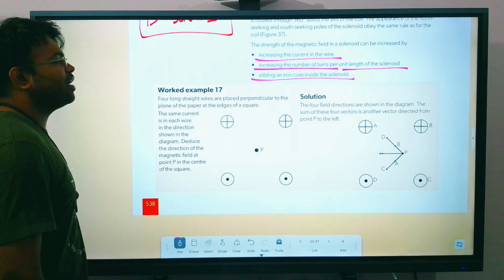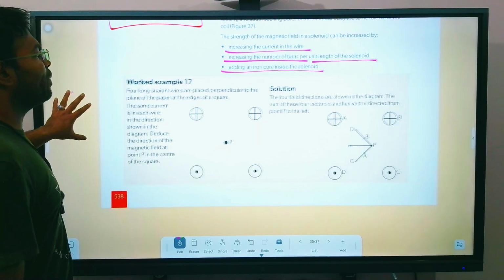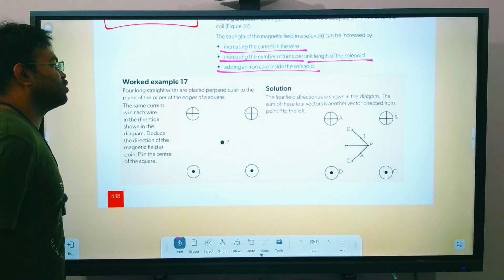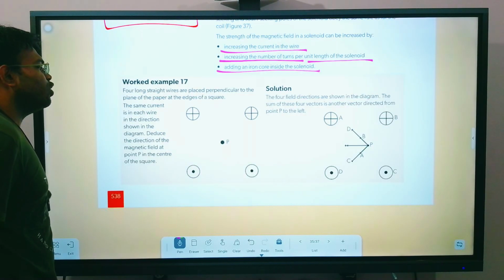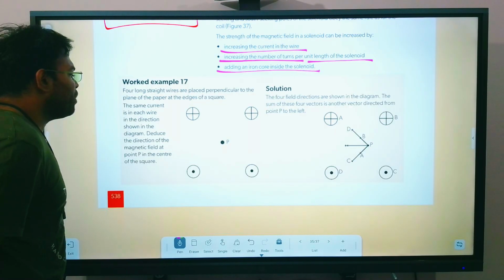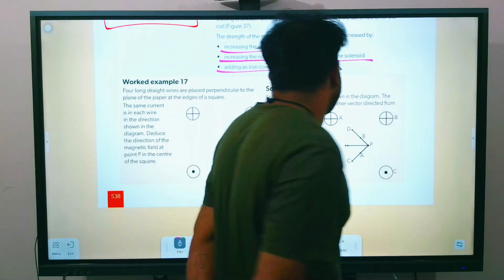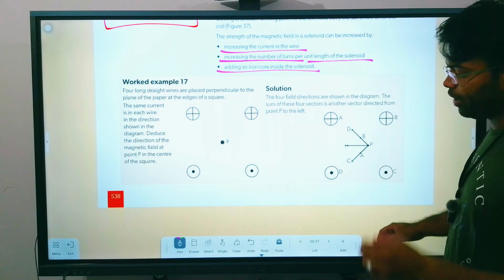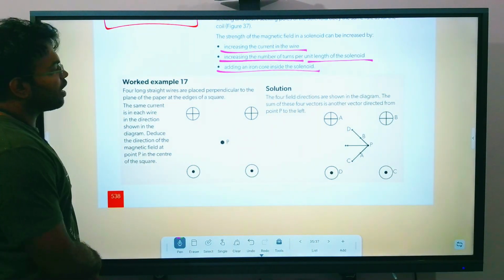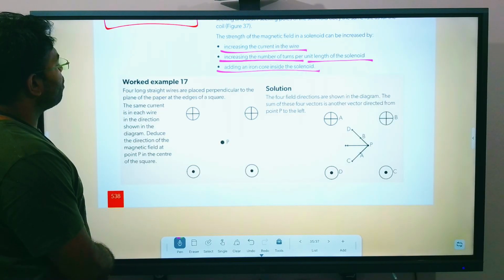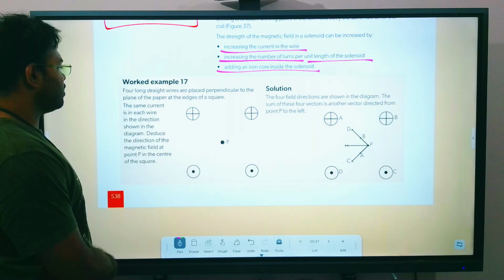Four long straight wires are placed perpendicular to the plane of paper at the edges of a square. The same current is in each wire in the direction shown in the diagram. Deduce the direction of the magnetic field at point P in the center of the square. So four straight wires are placed perpendicular to the plane at the edges of a square. The same current is in each wire.